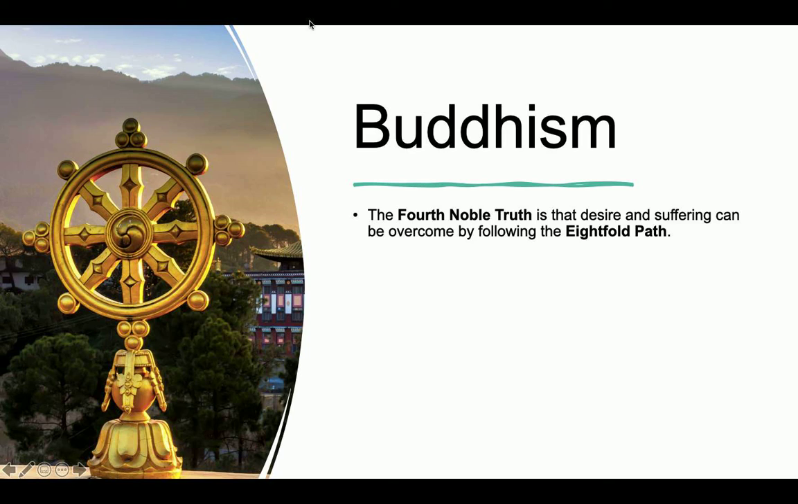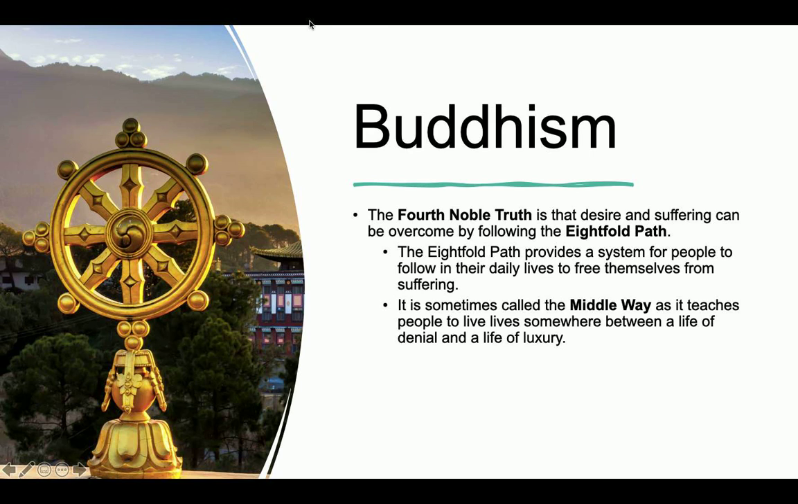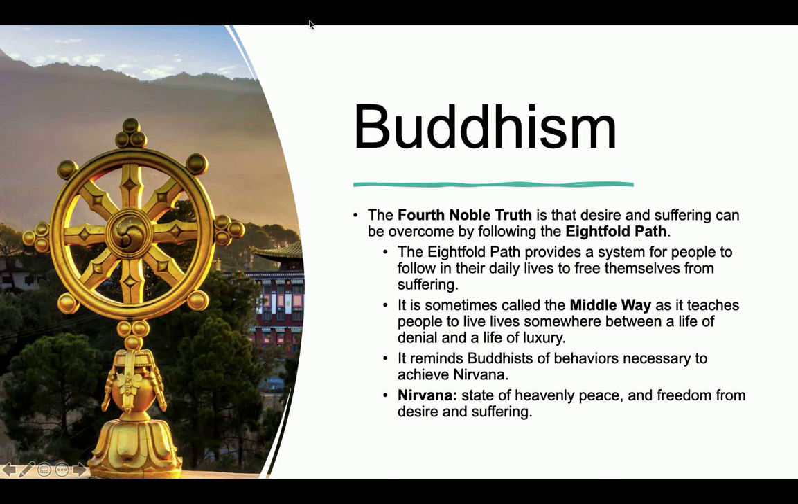The fourth noble truth is that desire and suffering can be overcome by following the Eightfold Path. The Eightfold Path provides a system for people to follow in their daily lives to free themselves from suffering. It is sometimes called the middle way, as it teaches people to live lives somewhere between a life of denial and a life of luxury. It reminds Buddhists of behaviors necessary to achieve nirvana. Nirvana is a state of heavenly peace and freedom from desire and suffering.